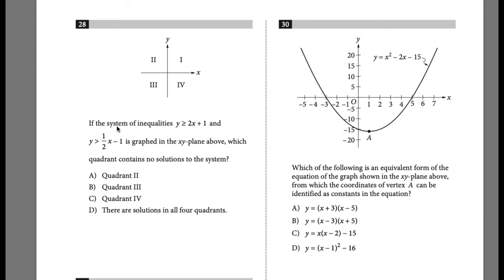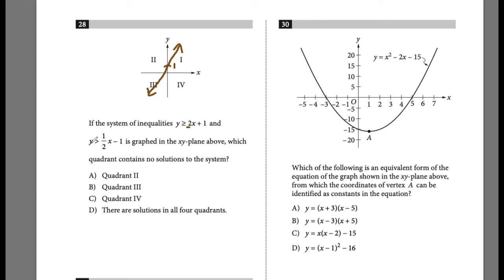Number 28. If the system of inequalities y is greater than 2x plus 1 and y is greater than half x minus 1 is graphed in the xy plane above, which quadrant contains no solutions to the system? So first we need to graph each of these. First, y is greater than or equal to 2x plus 1. We'll start off with the y-intercept, which is plus 1. And then there's a slope of positive 2. So from left to right, we're going to be increasing at a steady rate. And since there's a line underneath, we can include this line as a solid line.